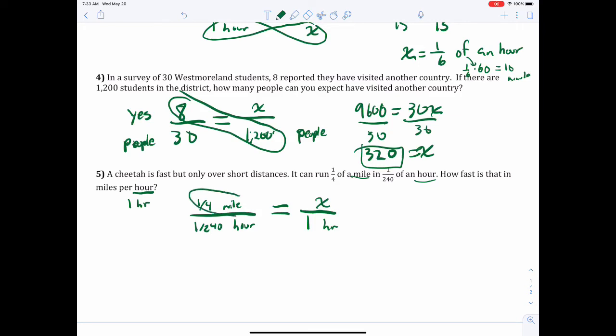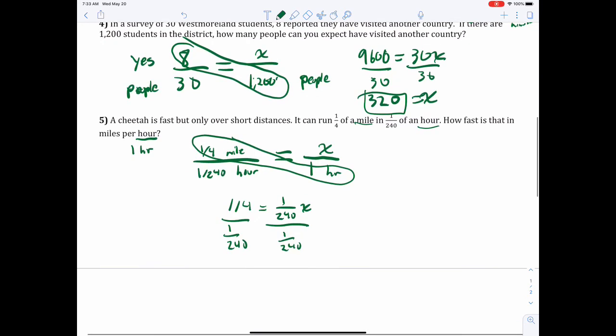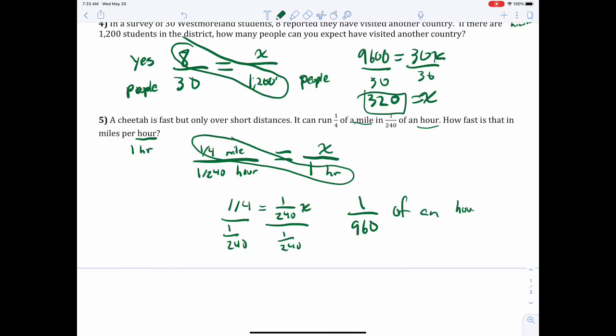So if we just cross multiply, 1 times 1/4 is just 1/4. 1/240th times x is just 1/240th times x. And divide by 1/240th. If I even said that right. And what we're going to get is, as a fraction, 1/960th of an hour. So a very short amount of time.